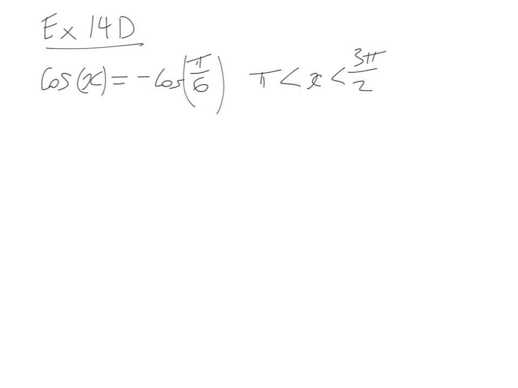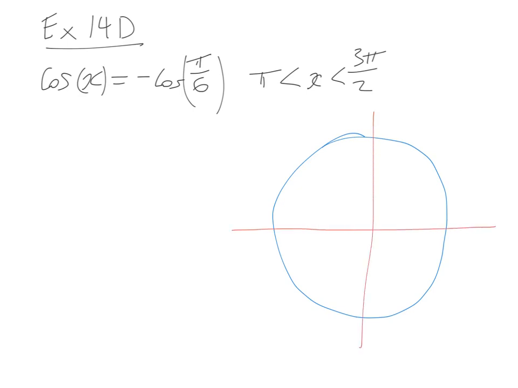So let's see. I'm going to draw the unit circle. I'm going to draw a bigger one. And I'm going to put in my axes. Now, pi on 6 is going to be somewhere around here. It's less than pi on 2, so it's here. So I'm going to say this is pi over 6. That's what we've got there.